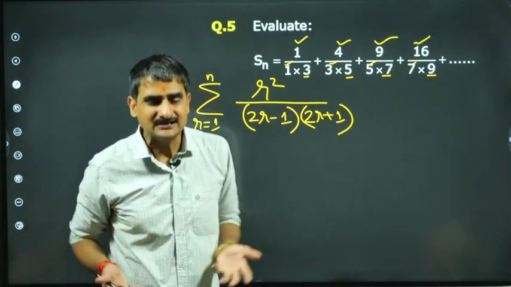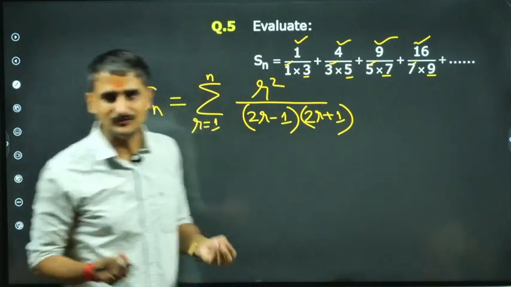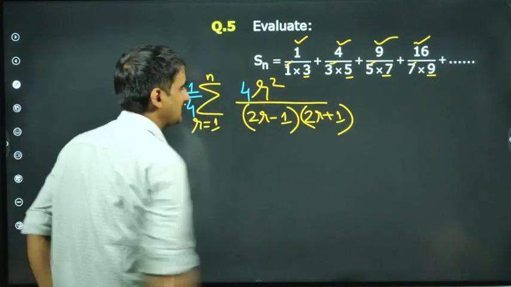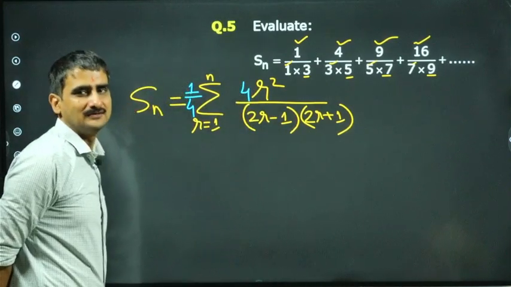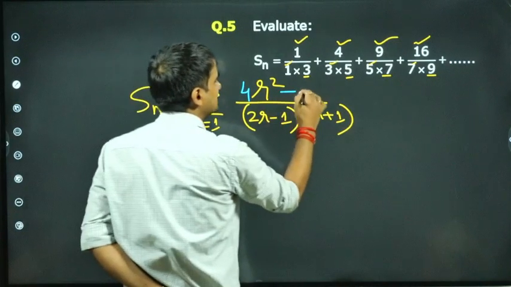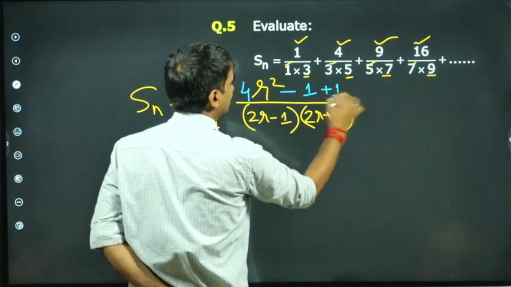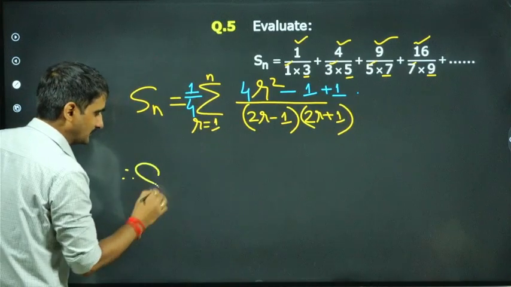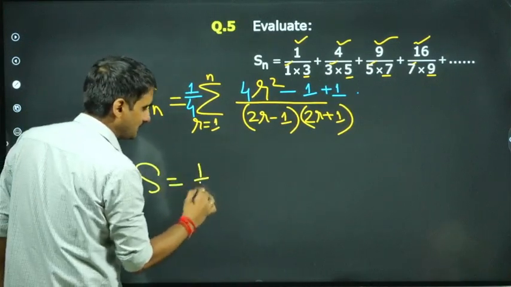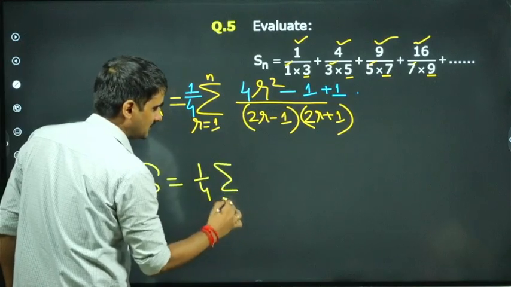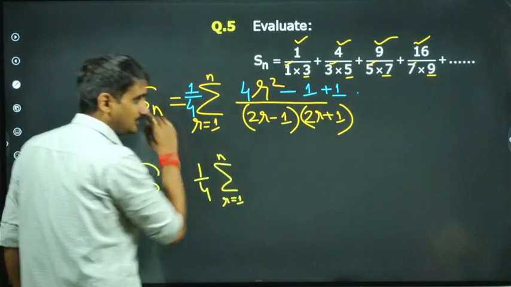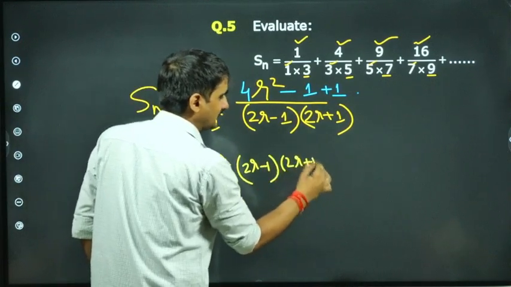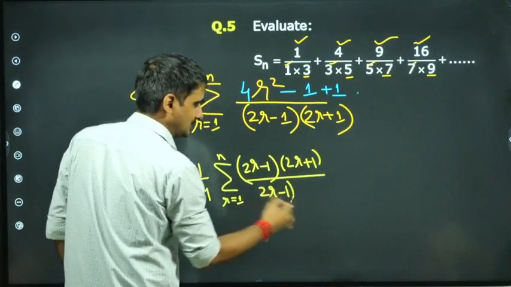The first thing, or I think the only thing which all of you would have done, and that's what I also started with, is multiply and divide by 4. So now it's 4r square minus 1 and then plus 1 here. So add and subtract it. What are we going to get? Therefore Sn is 1 by 4 times summation r goes from 1 to n. I can write it as 2r minus 1 into 2r plus 1. Of course that gets completely cancelled here.